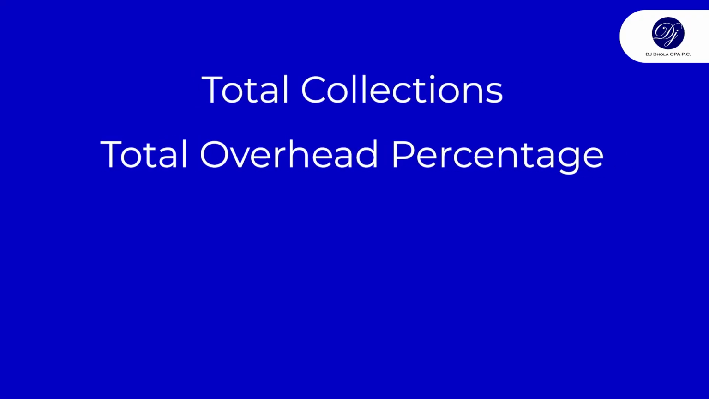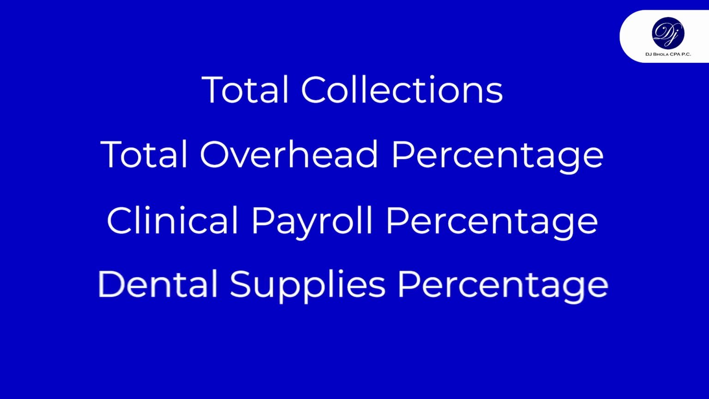Here's what you should do. For each location, review monthly total collections, total overhead percentage, clinical payroll percentage, dental supplies percentage, and net profit. This should be all done side by side for all locations. Same structure, same categories, and the same time frame. This gives you clear visibility into operational efficiency for each location, insight into management performance, early warning signs of reduction in profits. You're no longer guessing, you are diagnosing.